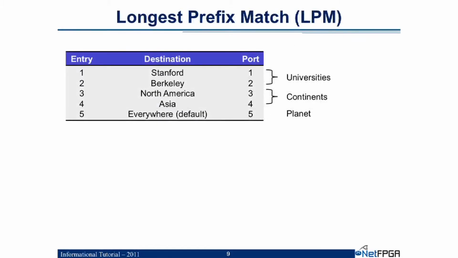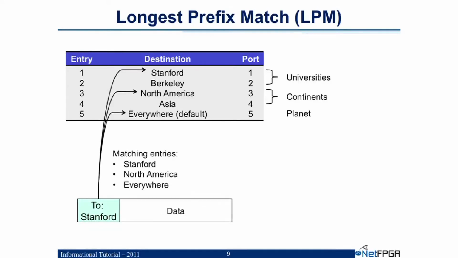Now that we have our IP addresses arranged in a hierarchy, how do we perform a lookup in the forwarding table? The problem we now have is that multiple entries may match a given address. For example, if a packet is destined to a computer at Stanford University, then the address matches the entries for Stanford, North America, and everywhere. This problem is solved by performing what's known as a longest prefix match, or LPM. Longest prefix match simply means find the matching entry with the most specific information. In this example, the entry with the most specific information is Stanford.